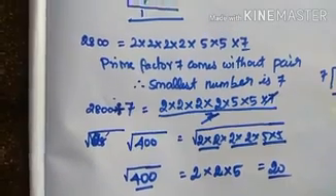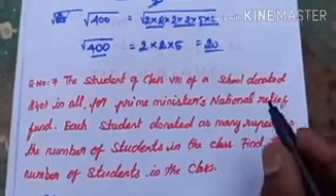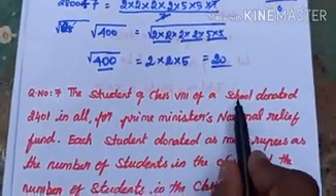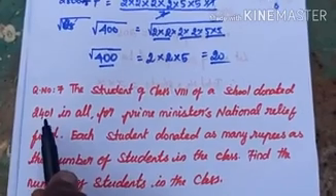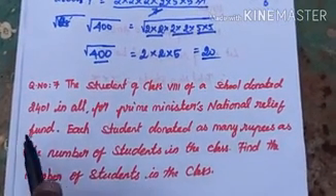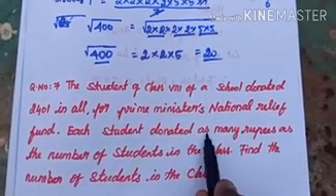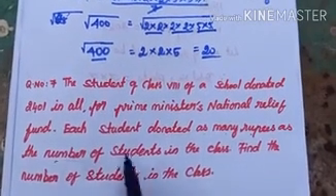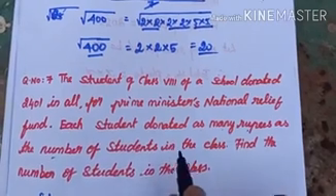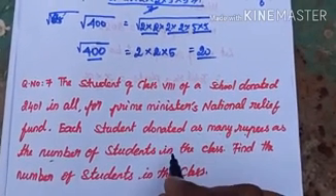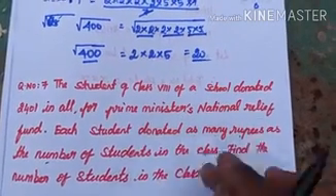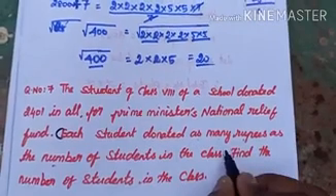Next we move on to question number 7. Students, now we continue question number 7. The students of class 8 of a school donated 2401 in all for the Prime Minister National Relief Fund. Each student donated as many rupees as the number of students in the class. Okay, so the number of students in the class is equal to the amount shared by each student. That is the concept.